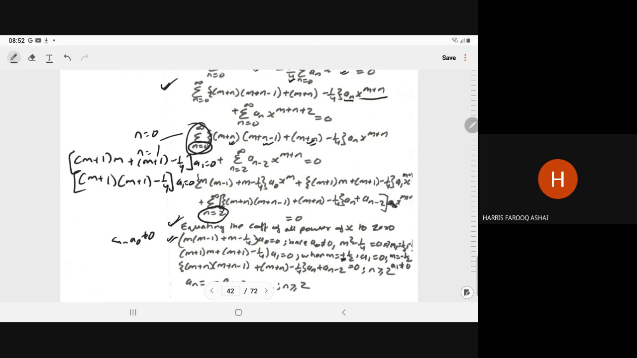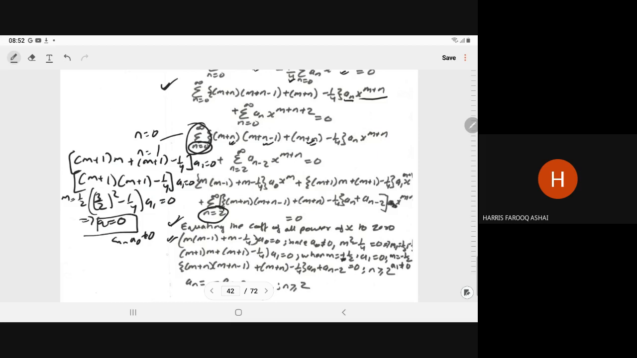Now when we put m equal to half, it will become 3 by 2, and 3 by 2 whole square minus 1 by 4, into a1 is equal to 0. This implies a1 is equal to 0 because the other part is non-zero. If the product is 0, this will give you a1 equal to 0.